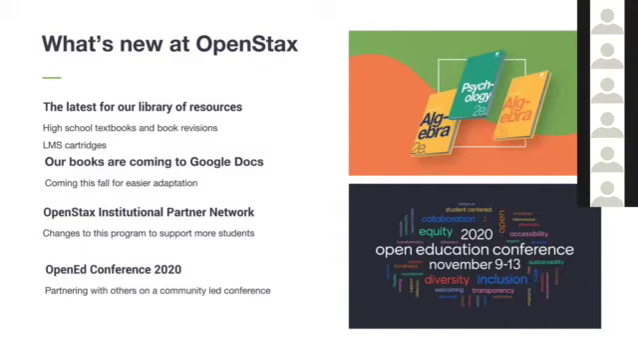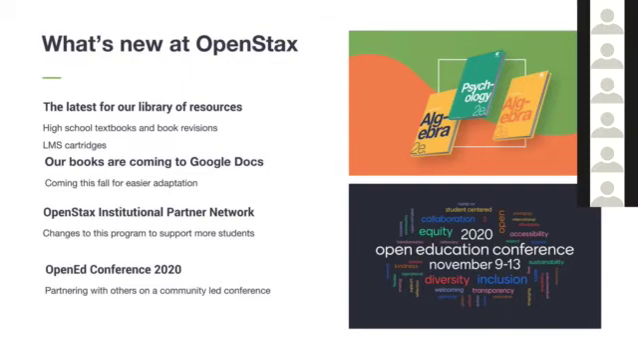So we just launched a bunch of new features for our textbooks, including updates to our library of resources. We now have additional high school textbooks available. We've also released new revisions to our books. And we also, just this fall, in reaction to the COVID pandemic, launched brand new course cartridges for our books. This makes it really easy for faculty to pull the course right into their LMS and launch it to students so they have seamless access to the OpenStax reading platform.